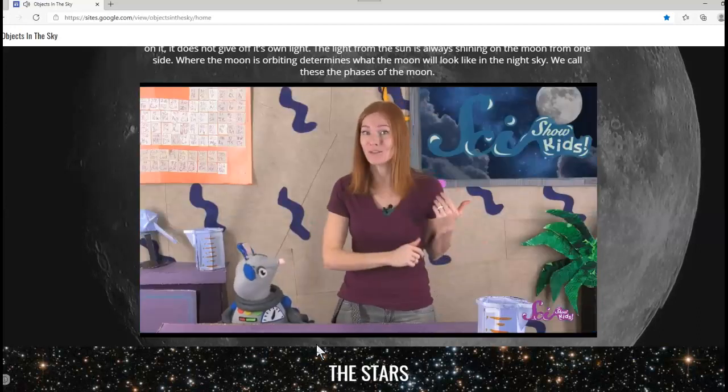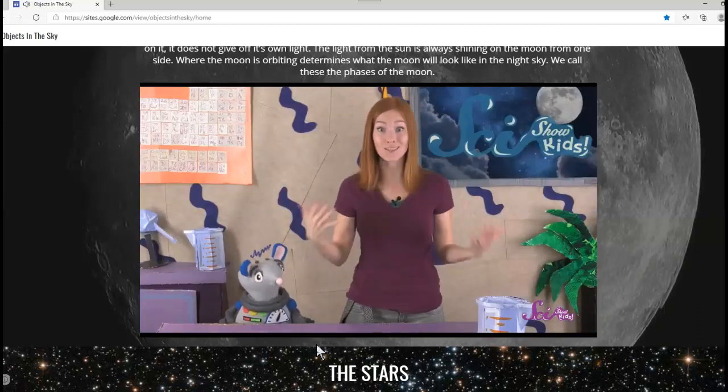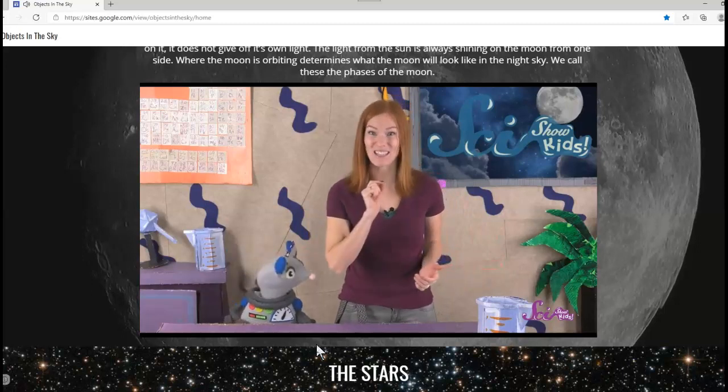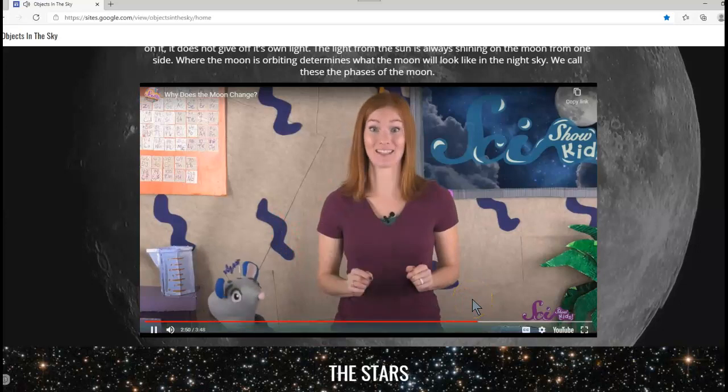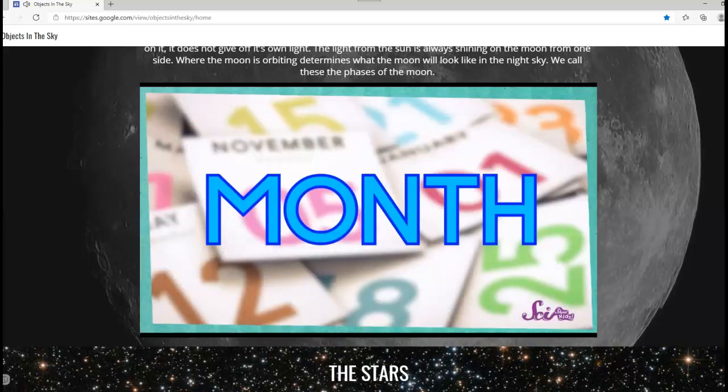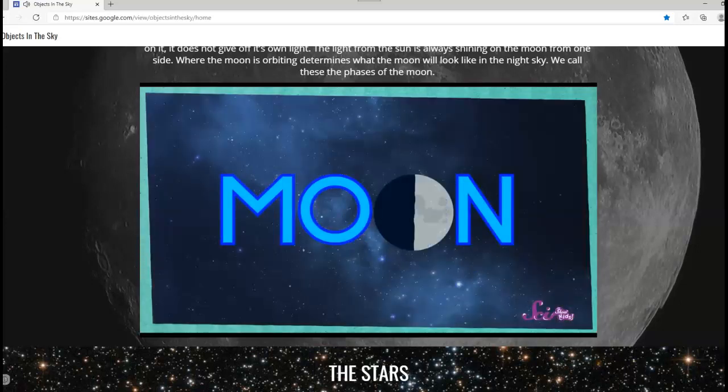It's the same old moon, but it's gone through a month-long cycle of phases, and it's ready to start all over. Like I said, it takes a month for the moon to go through all 8 phases. In fact, our word month comes from the word moon, because it takes a month for the moon to go from new moon through all of its phases and back to the new moon again.